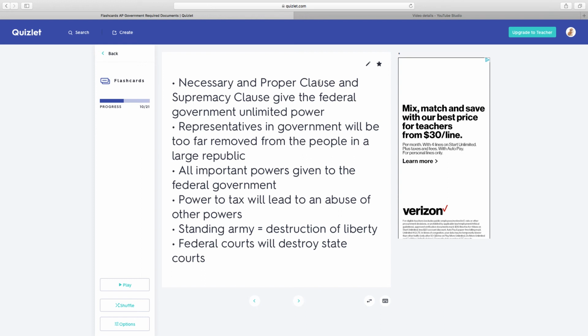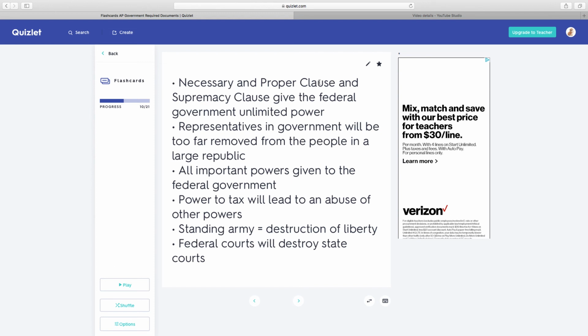They said all of the important powers are given to the federal government. What the Constitution does in Article 1, Section 8 is it lists all of these powers to the federal government. Some of these are really big, like coining money and regulating interstate commerce and such. And they're basically saying all the important stuff's given to the federal government. Not much is left for the states.